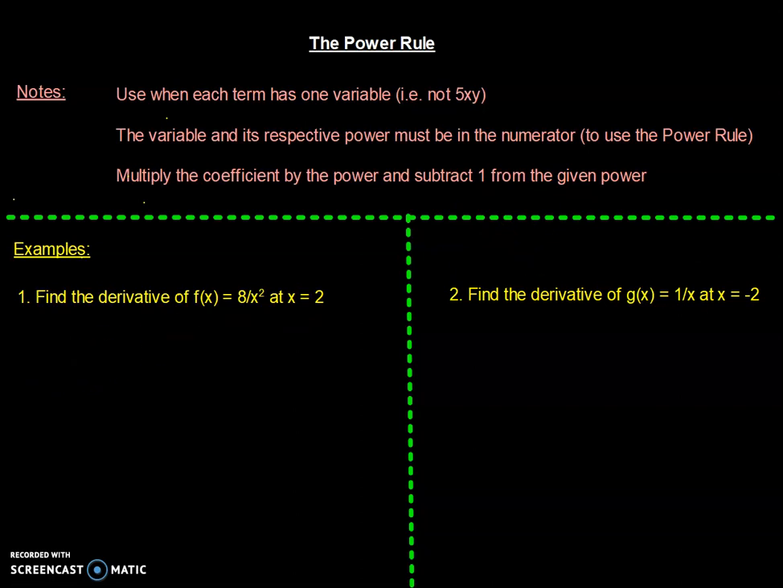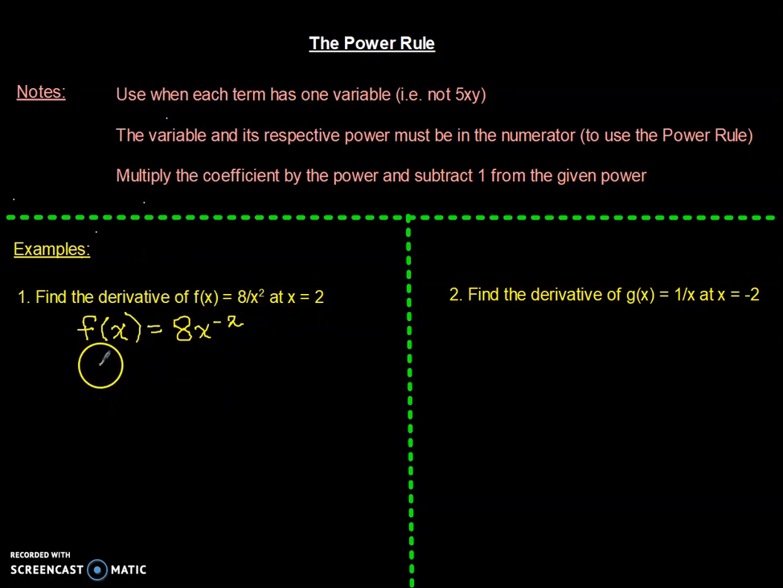from the given power. So if you note for the first problem, we have f of x equals 8 over x squared. So since the variable and its respective power is not in the numerator, we're going to move it from the denominator to the numerator by switching the sign. So instead of 8 over x squared, it's going to say 8x to the negative second power. And then another important factor to remember, whether you're doing the power rule or the difference quotient, is that we don't actually substitute the value of x in until we fully find its derivative.